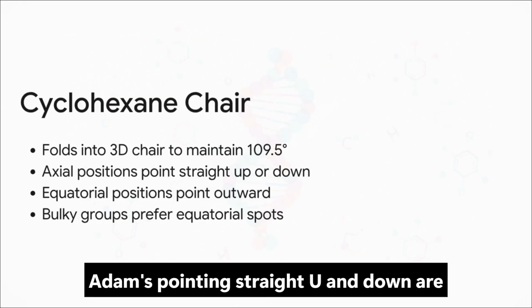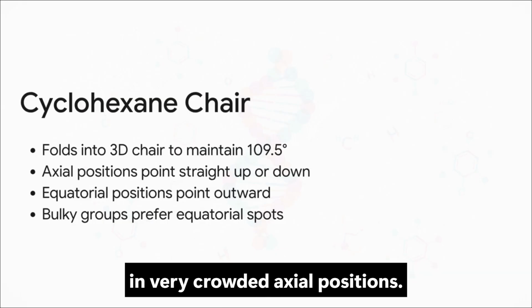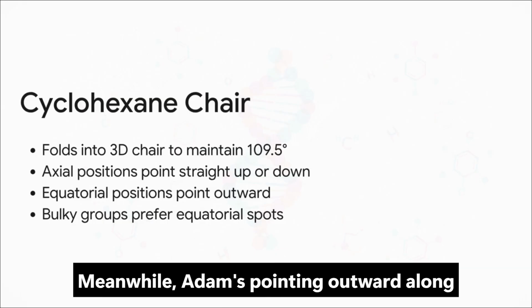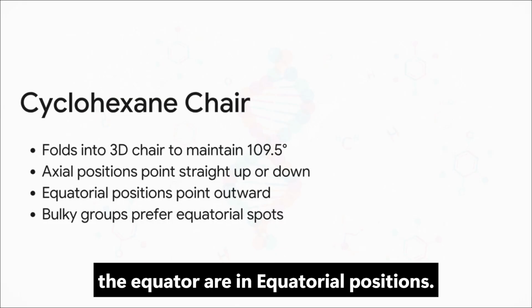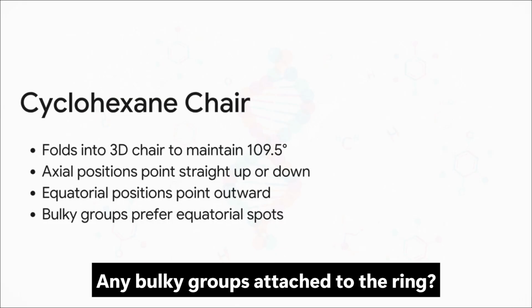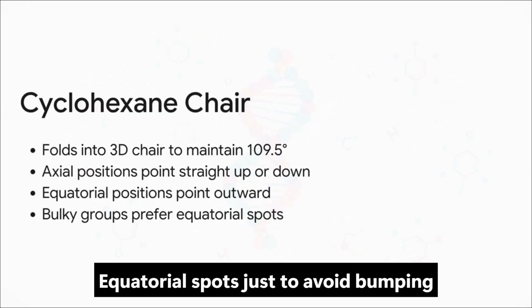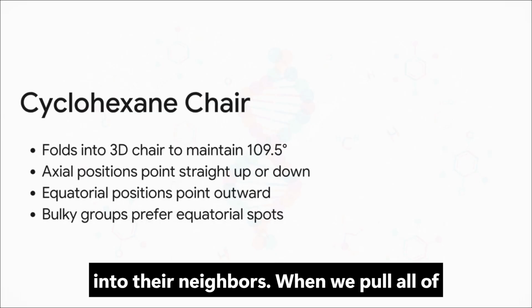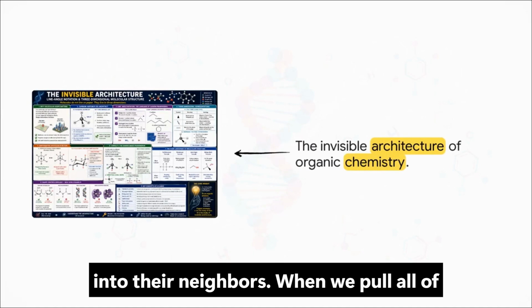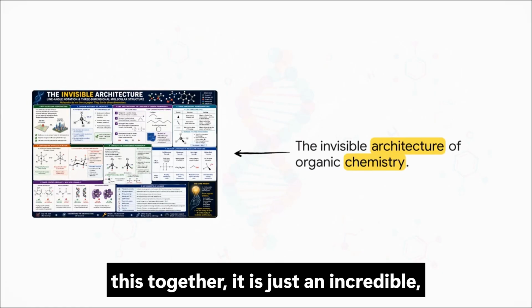Now, in this chair setup, atoms pointing straight up and down are in very crowded axial positions. Meanwhile, atoms pointing outward along the equator are in equatorial positions. Any bulky groups attached to the ring will naturally shift into those spacious equatorial spots just to avoid bumping into their neighbors. When we pull all of this together, it is just an incredible, elegant system.